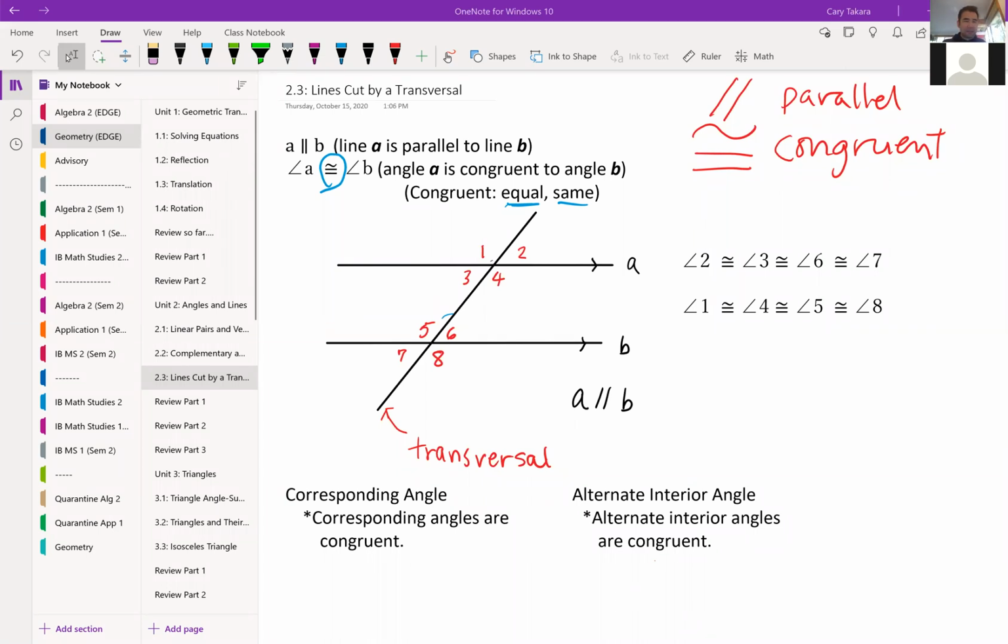Glad to see you. Okay, so that's two things, parallel and congruent, okay? Again, congruent simply means equal, okay? And it doesn't have that equal sign inside of a congruent symbol, isn't it? So it's easy to remember.